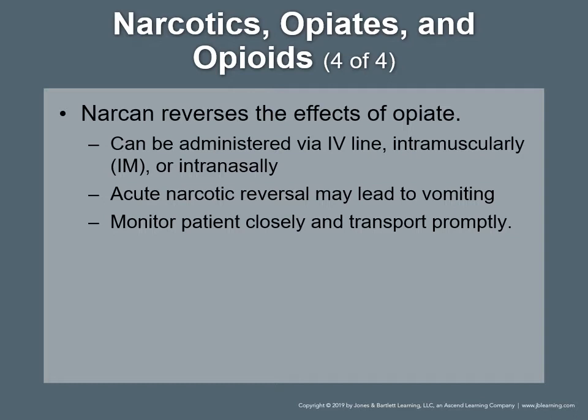It may precipitate withdrawal symptoms resulting in violent behavior and/or seizure activity. Acute narcotic reversal may lead to vomiting and aspiration. This medication should only be used when the patient has agonal respirations or apnea. Place an oropharyngeal or nasopharyngeal airway and ventilate the patient using a bag mask device prior to administering naloxone. Provide adequate ventilation while administering naloxone to decrease the risk of permanent brain damage related to hypoxia.